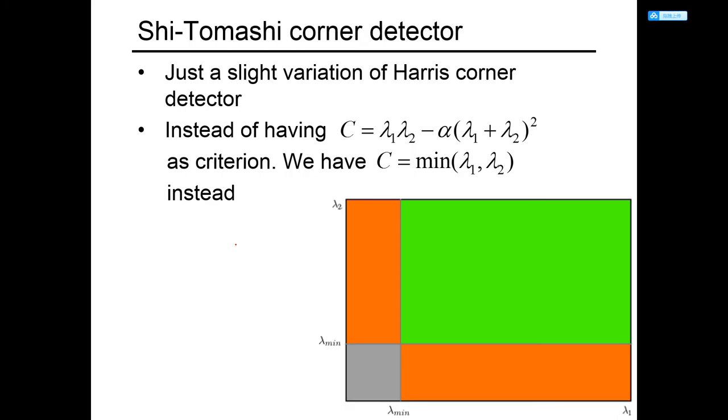Just a remark: there's another corner detector called the Shi-Tomasi detector. The difference is just that it uses a different criterion to identify the corners. It uses the minimum of lambda 1 and lambda 2 instead of using this one here.